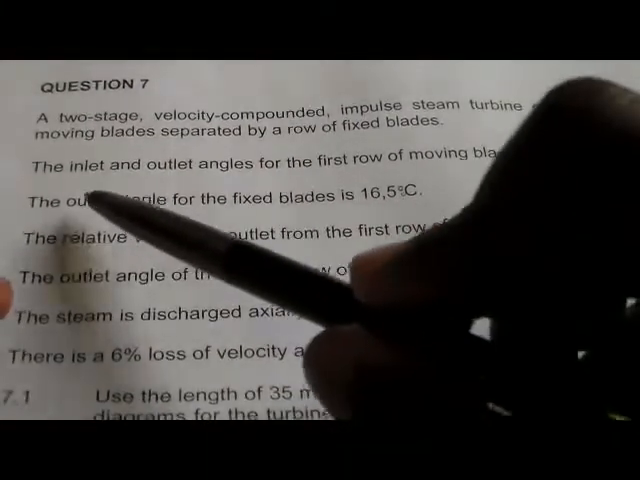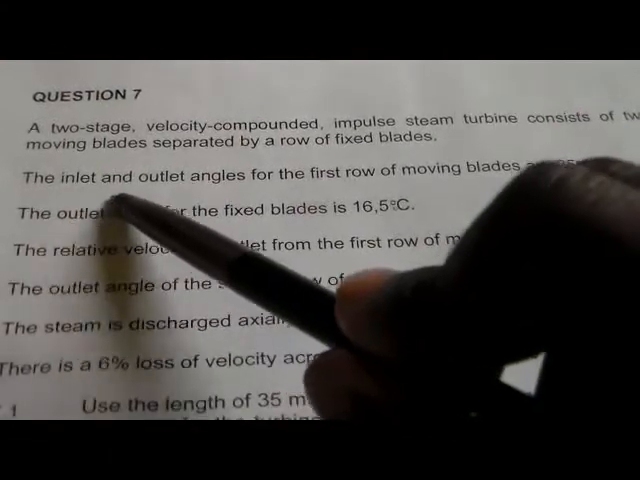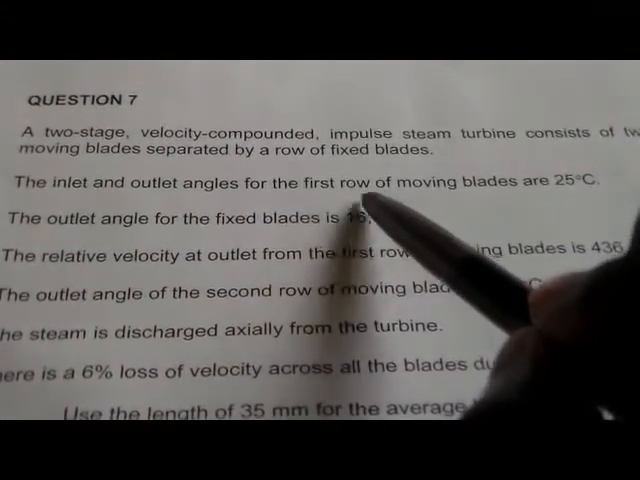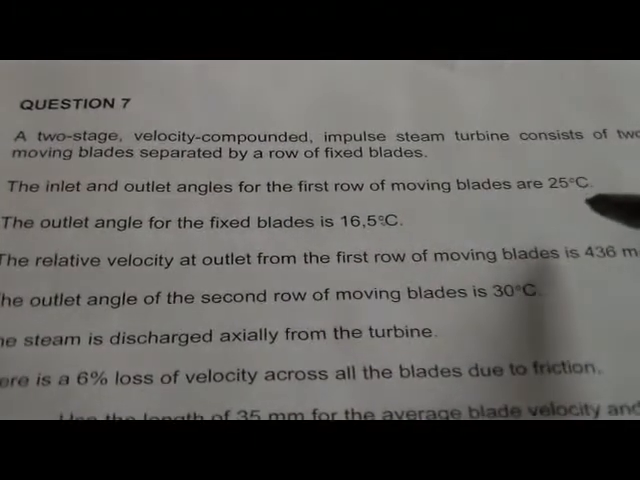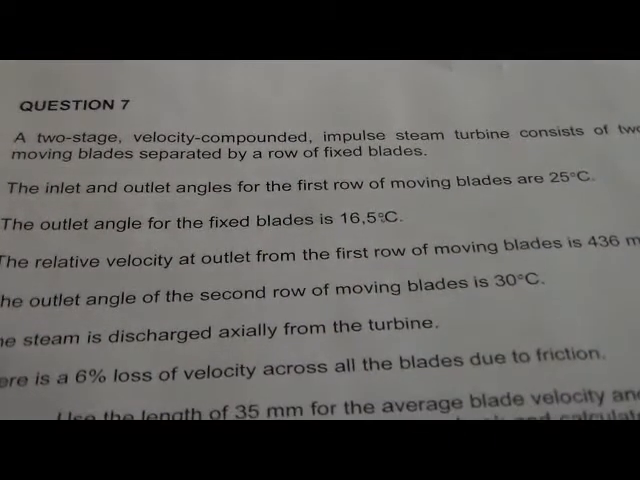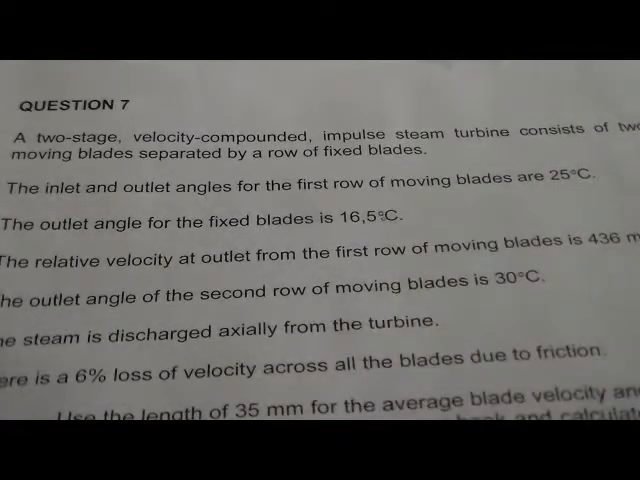This is two-stage. This is the first moving blade, separated by the fixed blade, and then this is the second moving blade. Okay, now let's continue. We have the inlet and the outlet angle of the first row of the moving blade, which are 25 degrees. That means we have the inlet velocity angle and also the outlet angle, both equal to 25 degrees. So this is our inlet angle and the outlet angle.